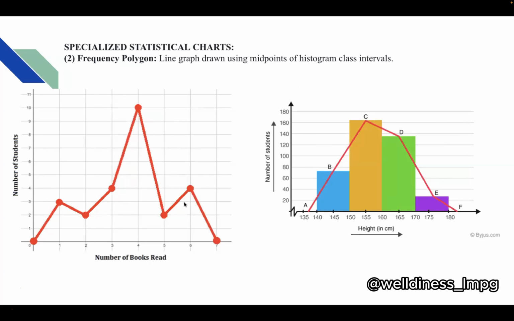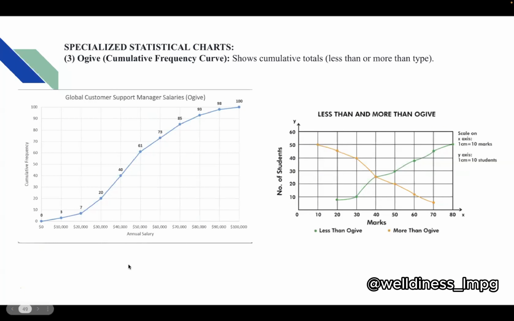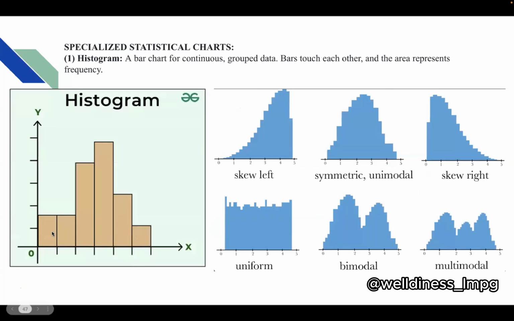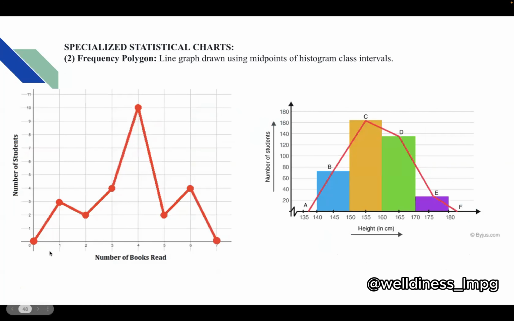So like I was saying, if you mark the midpoint of the histogram and you connect it, you will get the frequency polygon. So as you can see, this is an example of doing just that here.